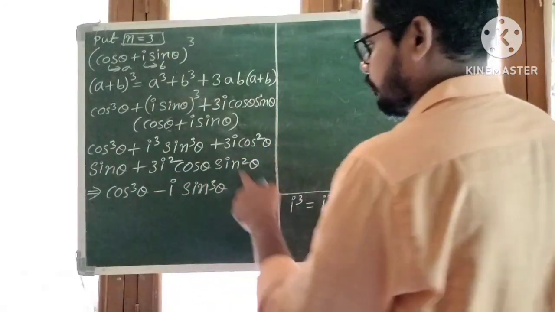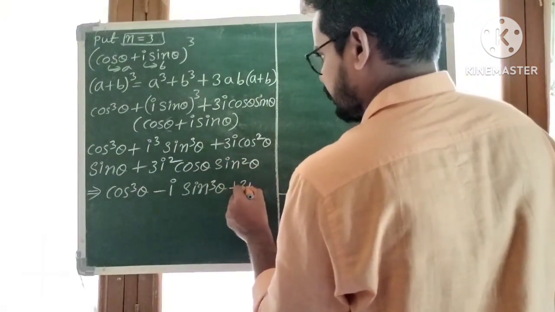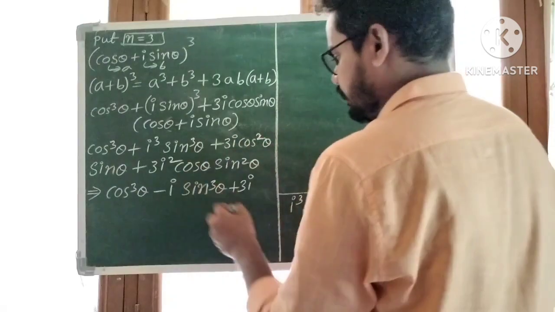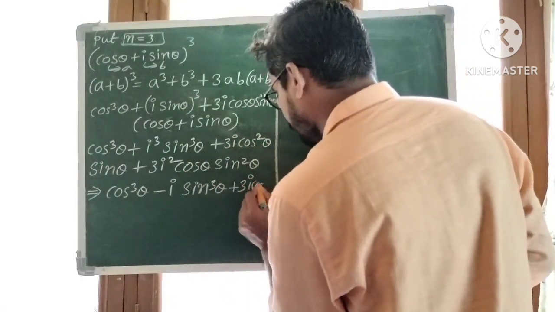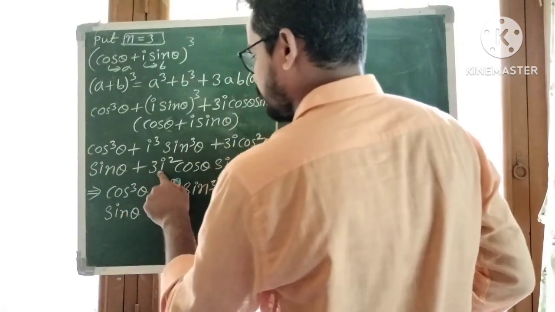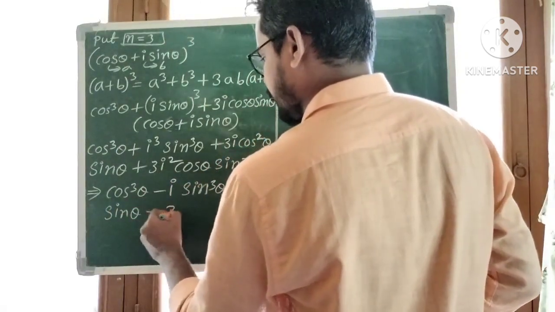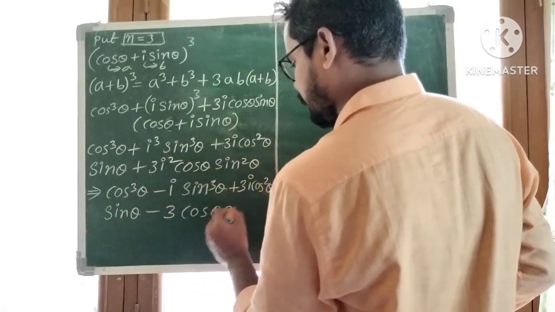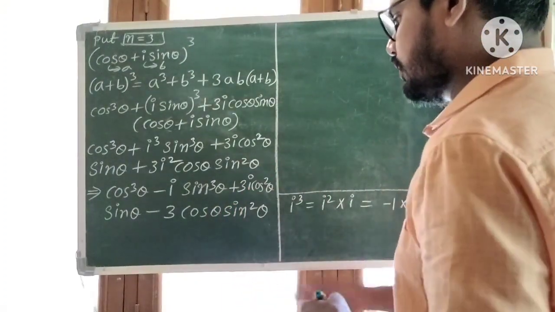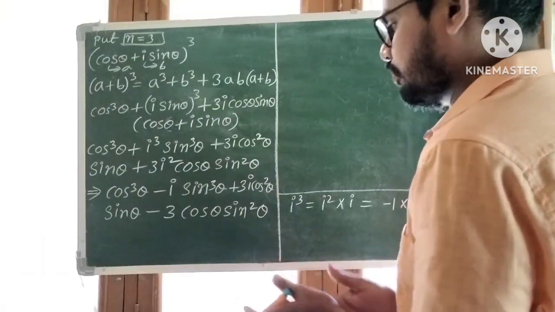Okay. Plus 3i cos square theta sin theta. Then i square value is minus 1, so minus 3 cos theta sin square theta. Okay. Next.